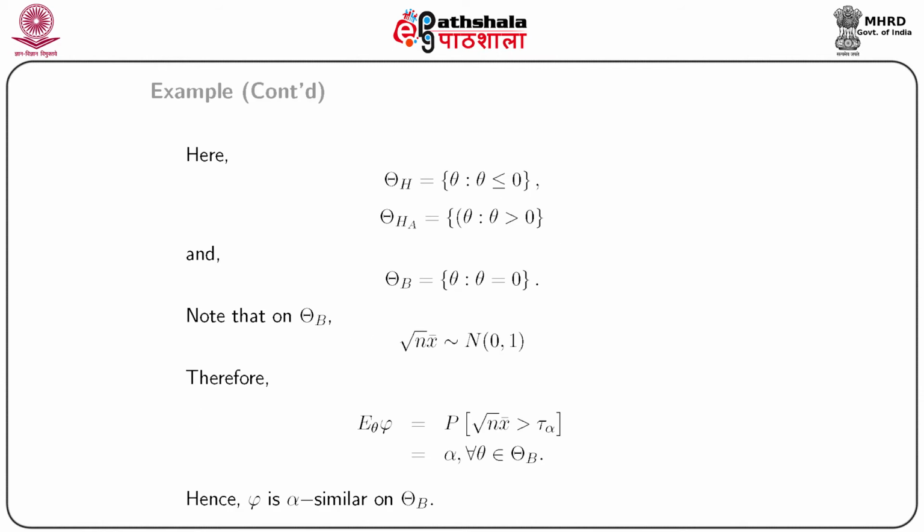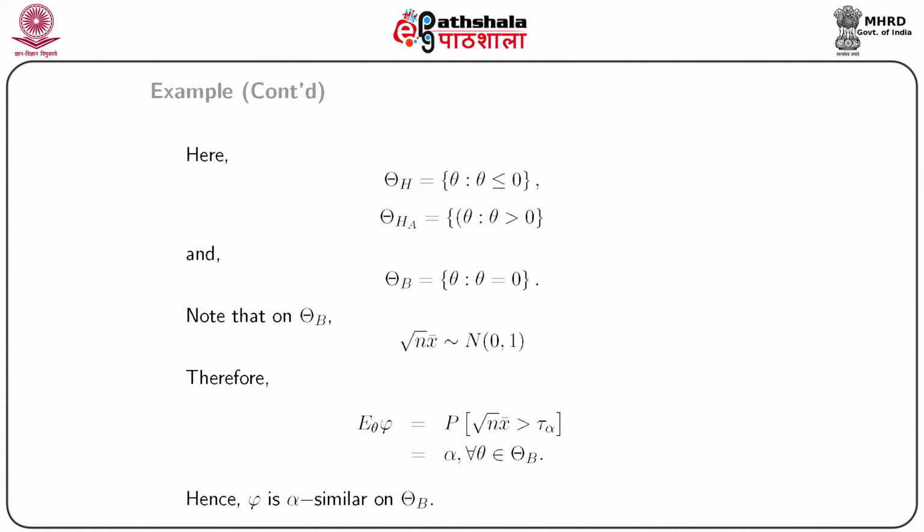Here Θ_H is the set of all θ such that θ ≤ 0, and Θ_HA is the set of all θ such that θ > 0, and therefore Θ_B, which is the boundary of Θ_H and Θ_HA, is given by the set of all θ such that θ = 0.